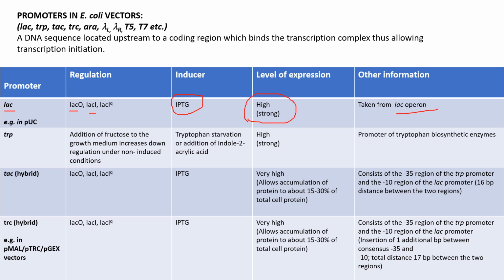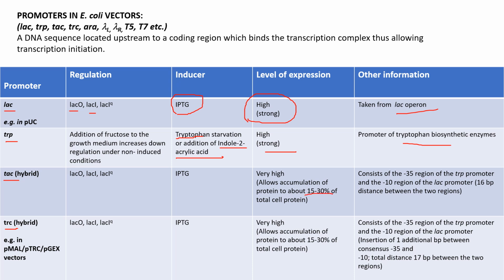This is a strong promoter. Another promoter is the TRP promoter. This is taken from a gene of the tryptophan biosynthetic metabolic pathway. This is also a strong promoter, and it is induced upon starvation of tryptophan or by addition of indole acrylic acid. There are certain hybrid promoters also, like TAC and TRC. These two are hybrid promoters of LAC and TRP. They are made for very high-level gene expression. For example, these hybrid vectors allow the accumulation of protein up to 15 to 30% of the total cell protein.